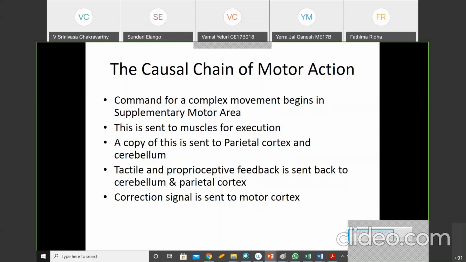So now let us look at the question of why phantom limb exists. What kind of mechanisms at the level of the cortex produce this kind of experience? If you look at the simple chain of command in terms of motor action, the highest command originates in what is called the supplementary motor area. We have seen this in some of the earlier classes. This sends commands to the muscles for execution, and a copy of this command is also sent to the parietal cortex and cerebellum.